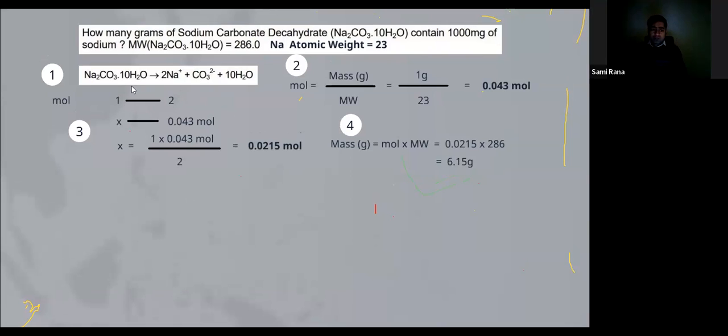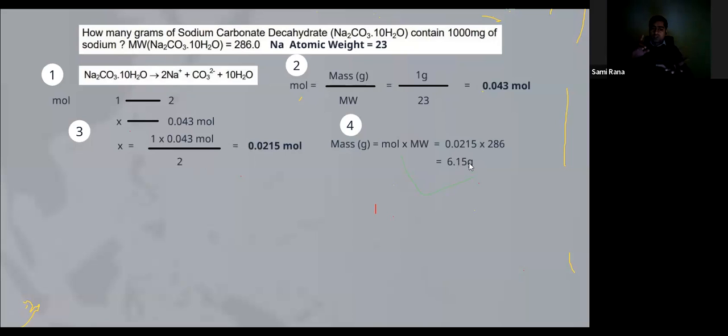So once we find out that 1 mole of this molecule is going to give us 2 moles of this, in this case they have given us 1000 mg of sodium. So we have converted this into moles. Now we know how many moles of our desired substance, and how many moles of the other substance they are asking about. So we will find out by just cross multiplication, and then the fourth step, we need to convert it back into grams, because we can convert moles into grams and grams into moles. This is the whole story of these kinds of questions.